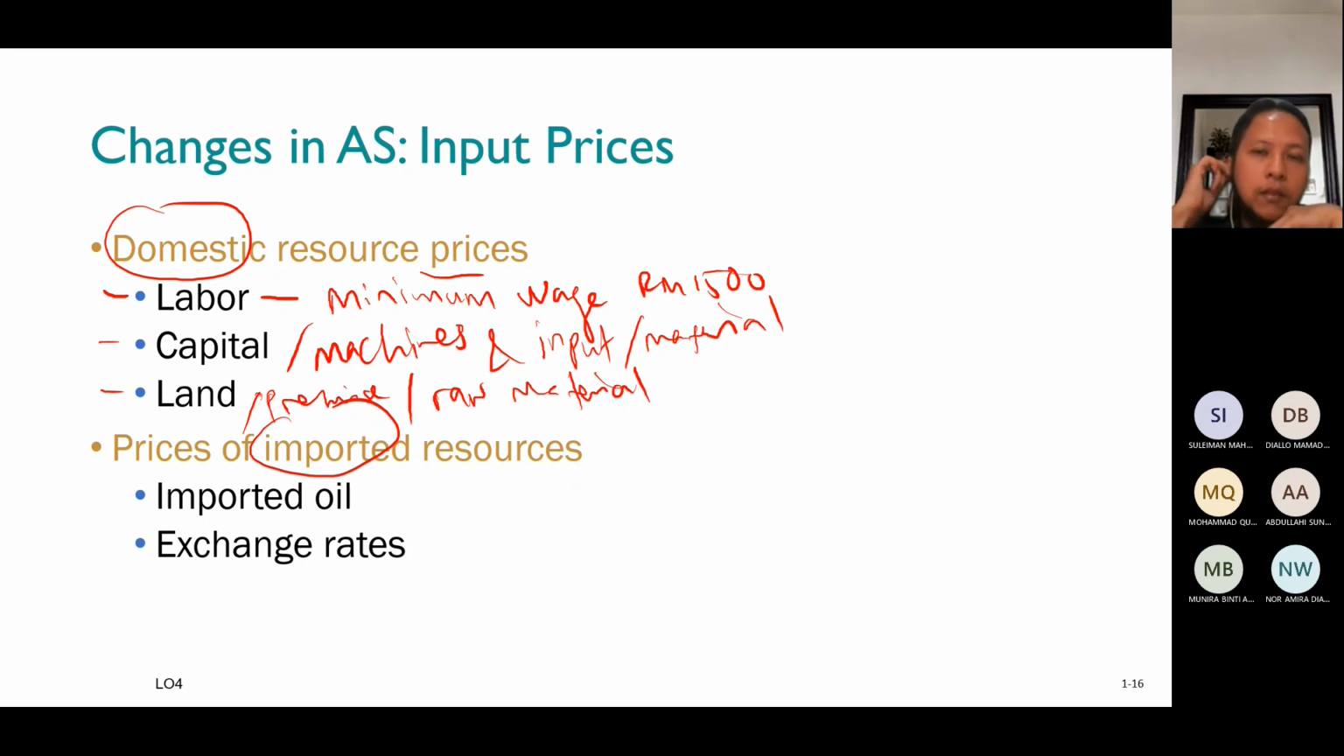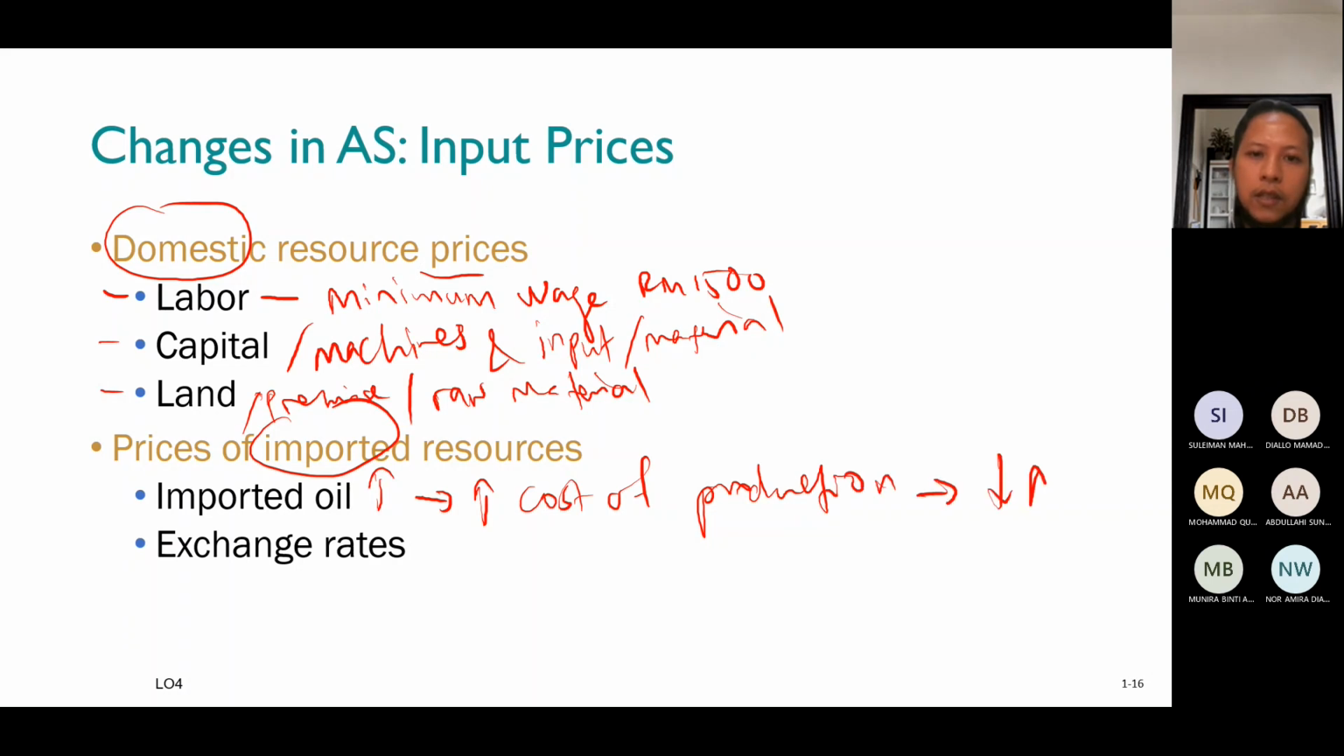For example, Malaysia, maybe it's not applicable to us because we are actually not importing oil. We are exporting oil. But if we are importing oil, buying oil from another country, this is a major component of the price of supply, and therefore this will influence the supply in the economy. So if the imported oil price increases, for example, this will increase the cost of production and therefore decrease aggregate supply.